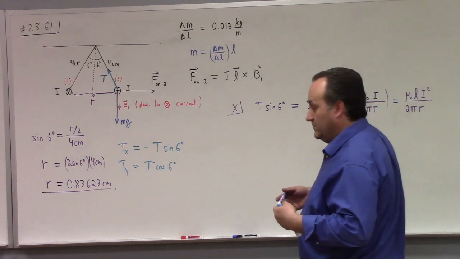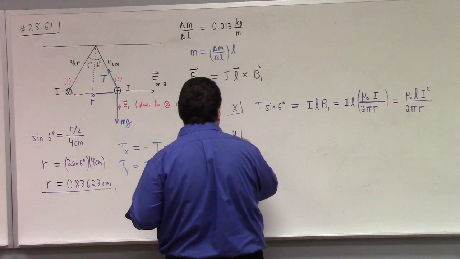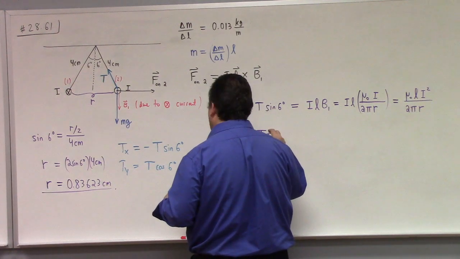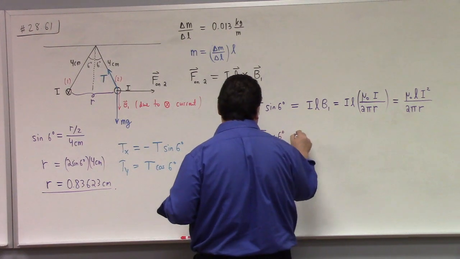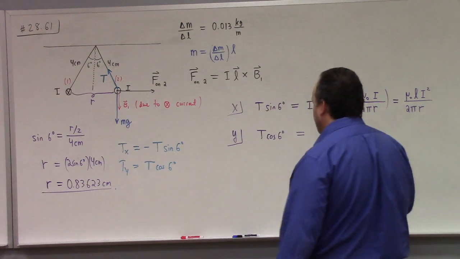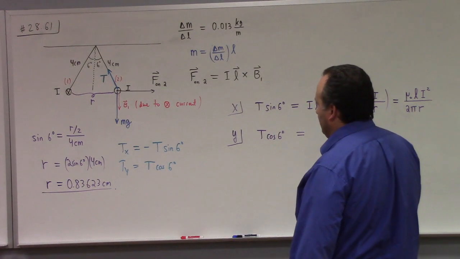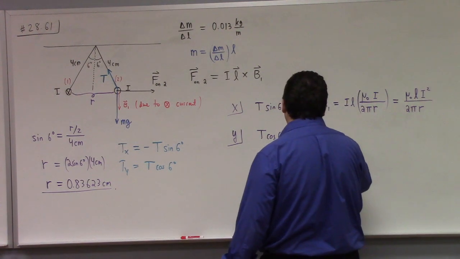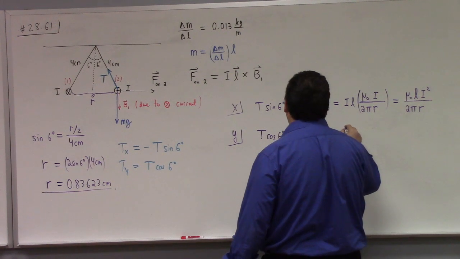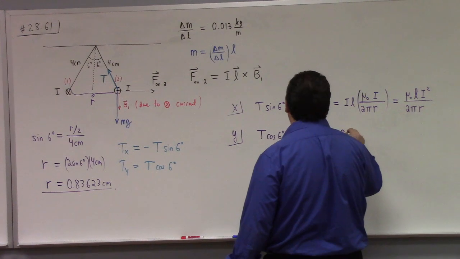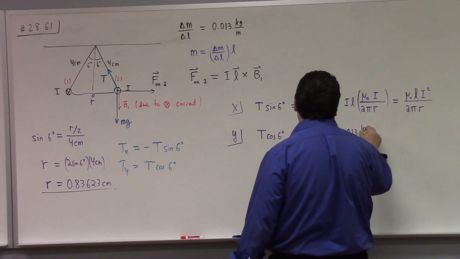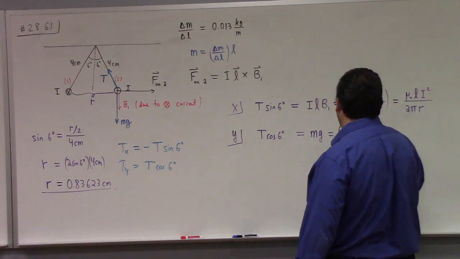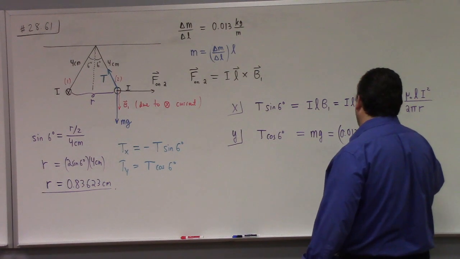Okay, so how about the y component? In the y component, we've got apparently T times the cosine of 6 should be equal to what? It better balance out the mg, right? But of course, mg we should really write as 0.013 kilograms per meter times my hypothetical length L, right? And then of course times g.